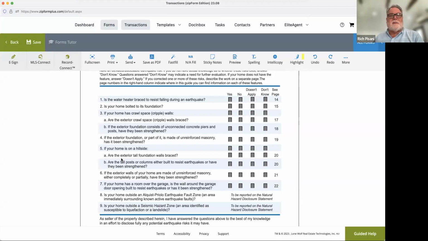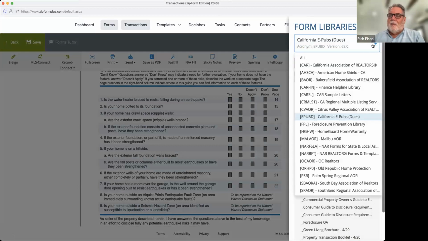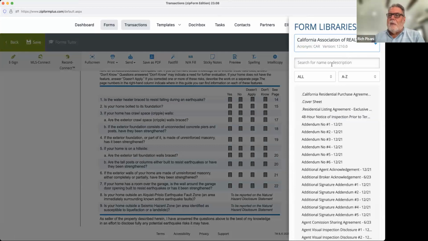Are there any questions about that? That also applies to the TDS and the SPQ. Okay, no questions. Speaking of which, I'm going to go to the SPQ.